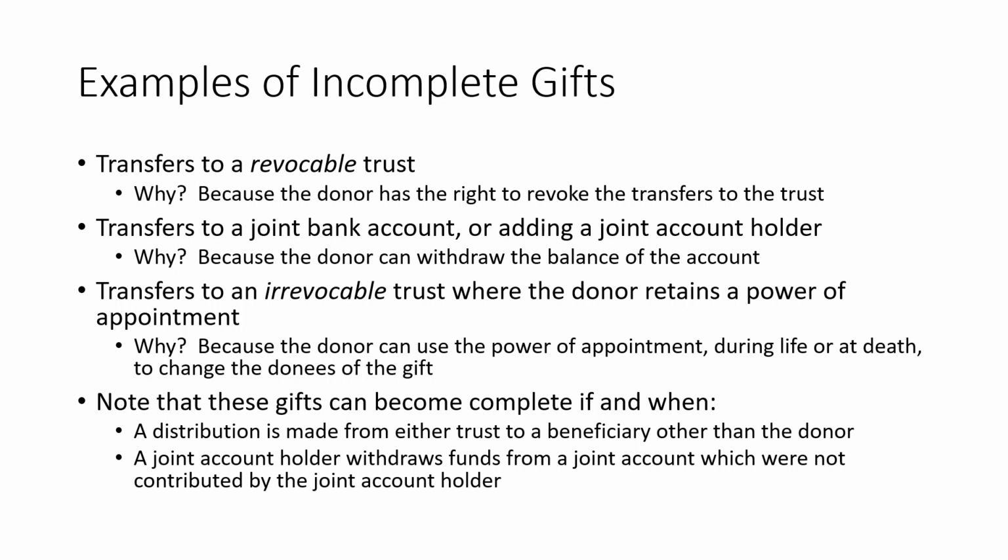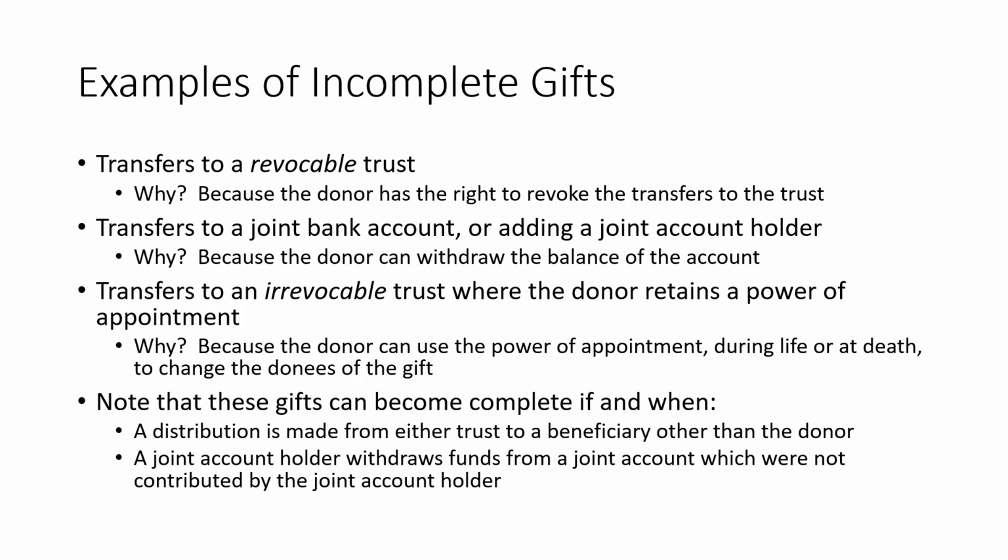Then finally, what we're going to look at in a few minutes is that transfers to an irrevocable trust are typically the standard for making a completed gift, but if the donor retains the power of appointment, typically in a non-fiduciary capacity, that would keep the gift from being complete, even though the transfer is permanent to an irrevocable trust. Why? Because the donor hasn't given up dominion or control. They can use that power of appointment during life or at death to really change the donees of the gift.